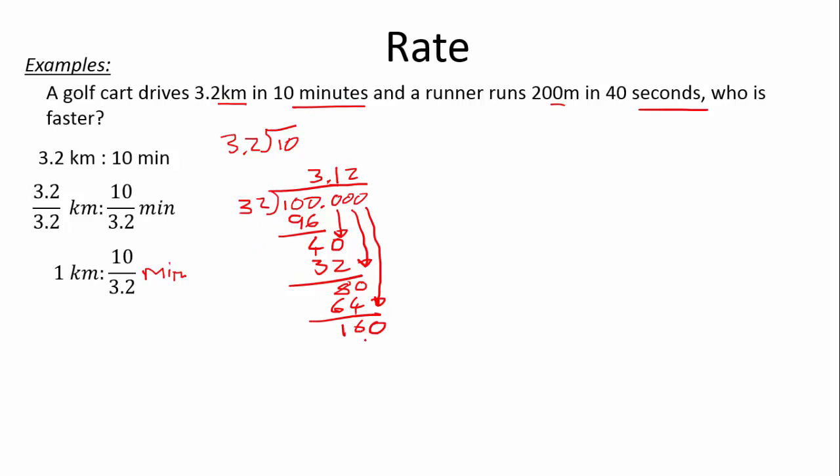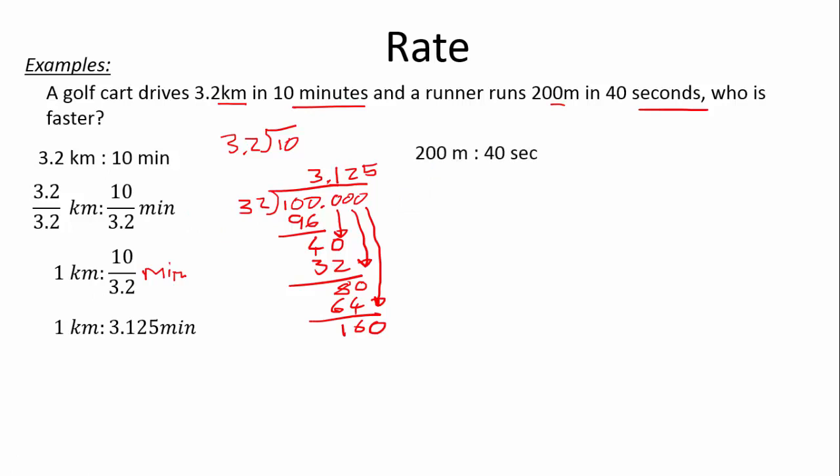We bring the last 0 down to make that 160. How many times is 32 going into 160? 32 goes into 160 5 times. Let's just check. 5 times 32. 5 times 30 is 150. 5 times 2 is 10. 150 plus 10 is 160. Brilliant. So that is our answer. 1 kilometer to 3.125 minutes. Okay. Now remember, that's not 3.12 seconds. That's 3.125 minutes. Okay. So let's try the other side now.